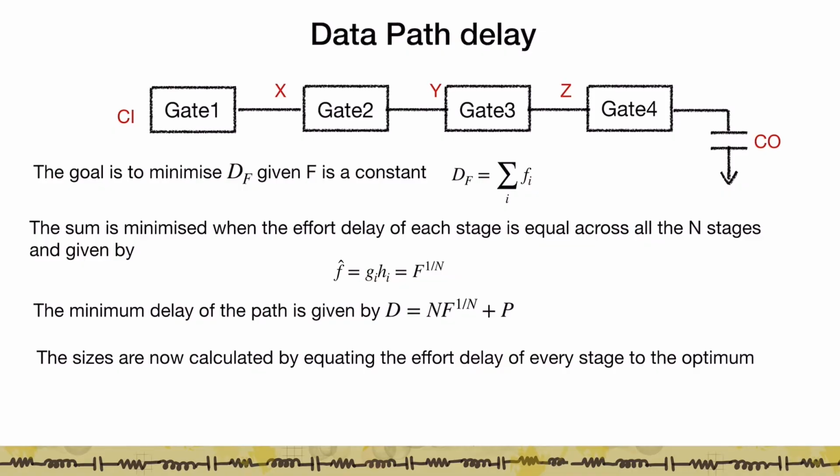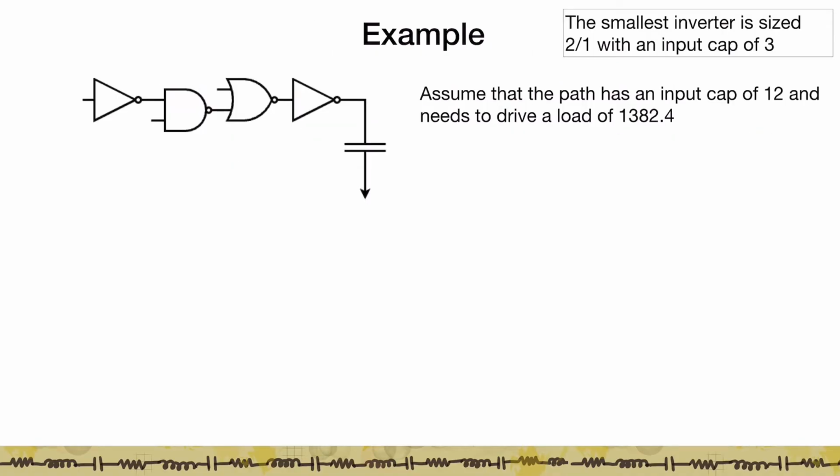So this effort delay is the optimal delay that every gate must have. And let's illustrate this problem with an example. Let's assume that we have a path which has an input capacitance of 12 and needs to drive a load of 1382.4.